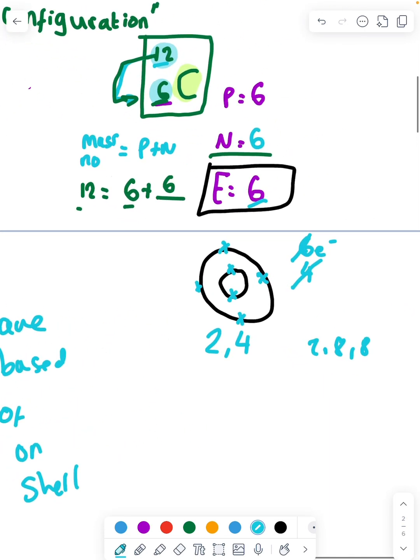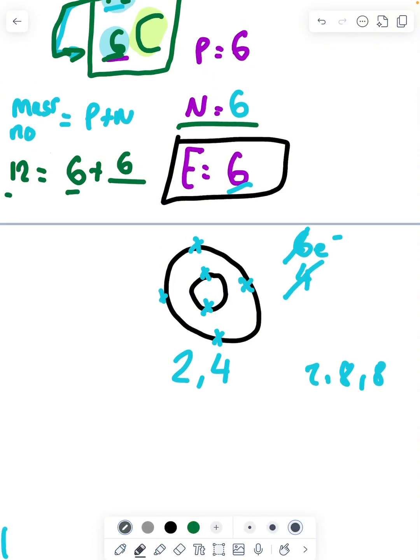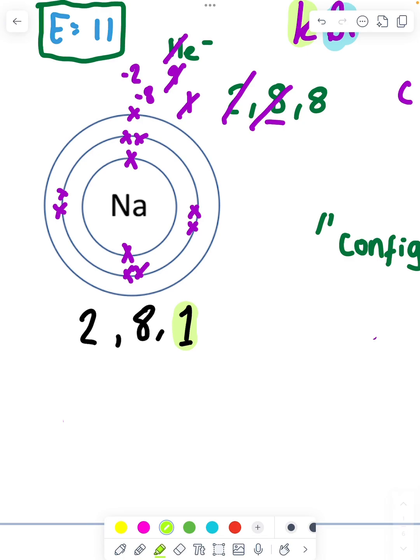So this thing here, what we just drew out, this carbon, we had 6 electrons in total. We figured the configuration to be 2 and then 4. So on the outer shell, on the last shell, we've got 4 electrons. So that tells us carbon's in group 4. Sodium up here had 1 electron in its last shell, so on its outer shell, it has 1 electron. So it must be in group 1.